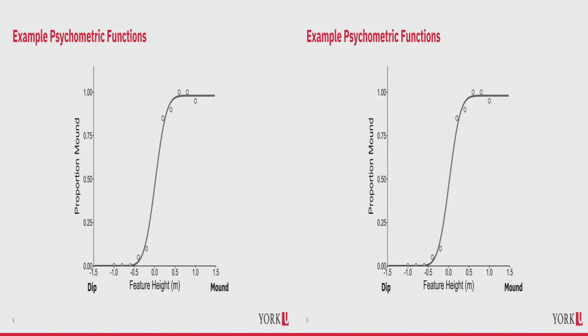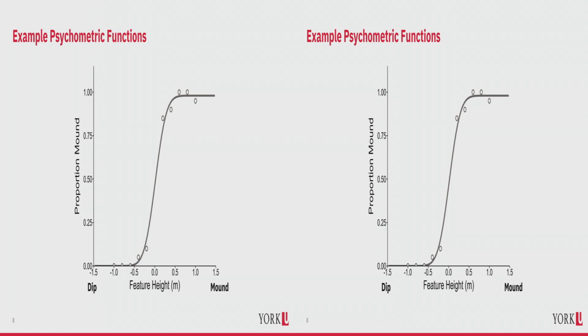So we fit psychometric functions to each observer's data. This is an example using real data. What I'm showing here is mound on the y-axis and the feature height in meters on the x-axis, where positive values are mounds and negative features are dips. This is the data that we expected. This observer is correctly identifying mounds at the high end and dips at the low end.